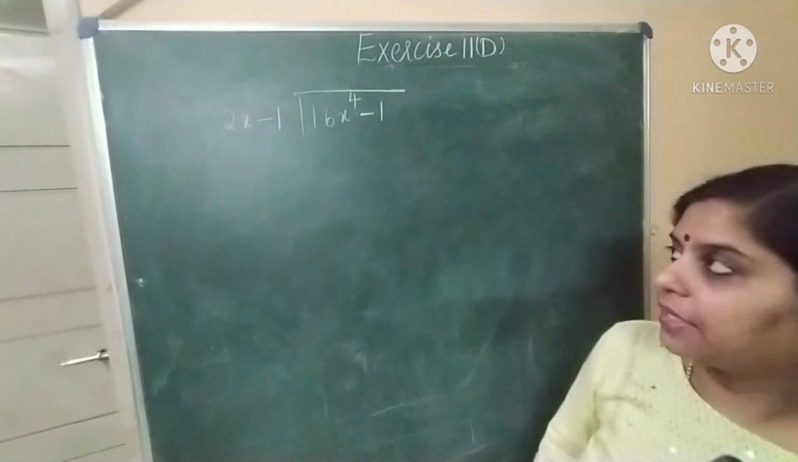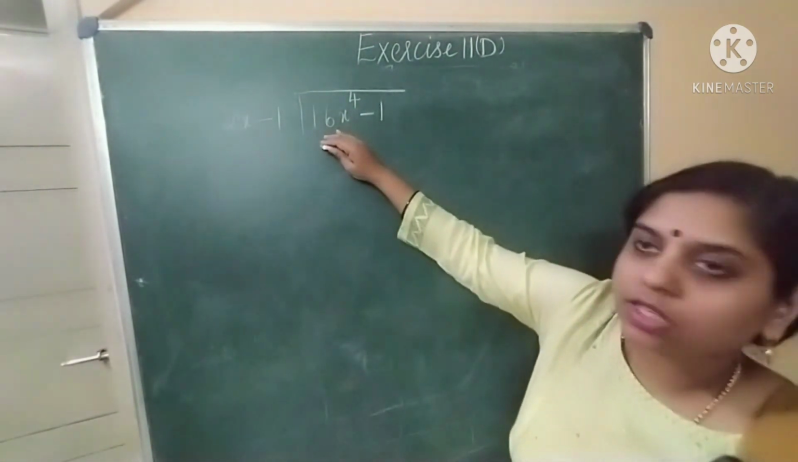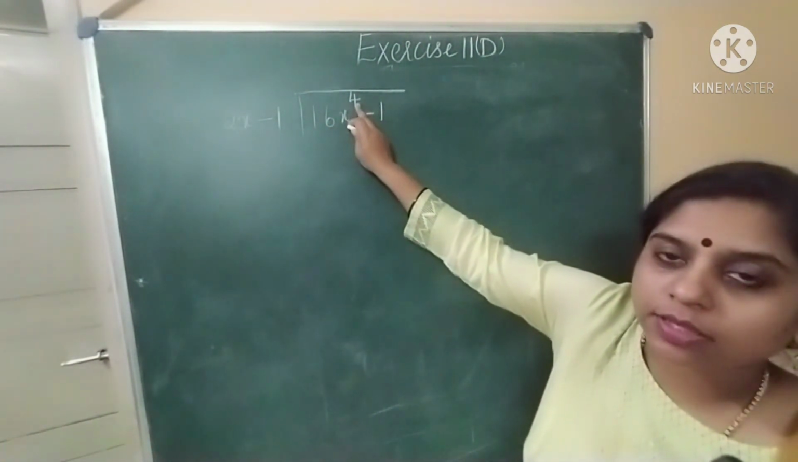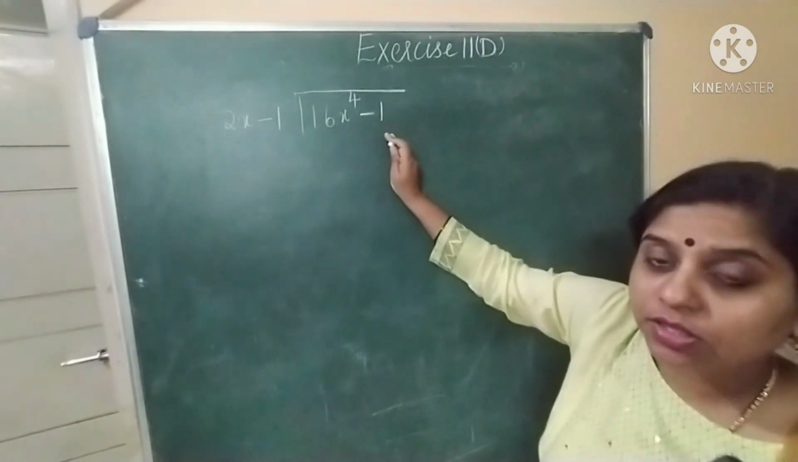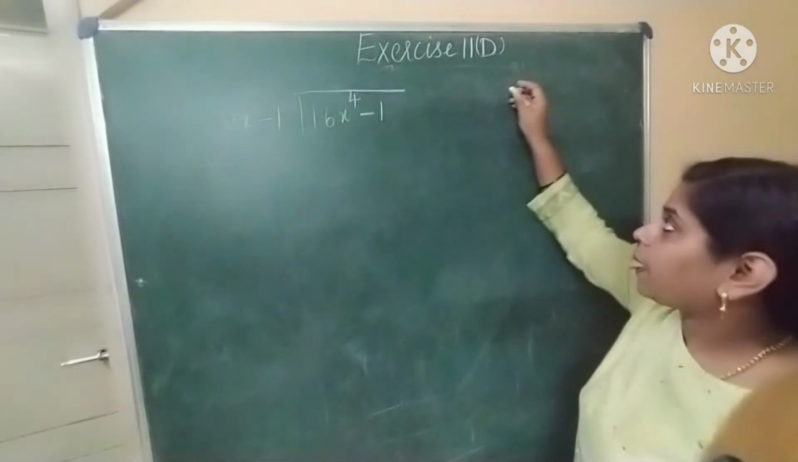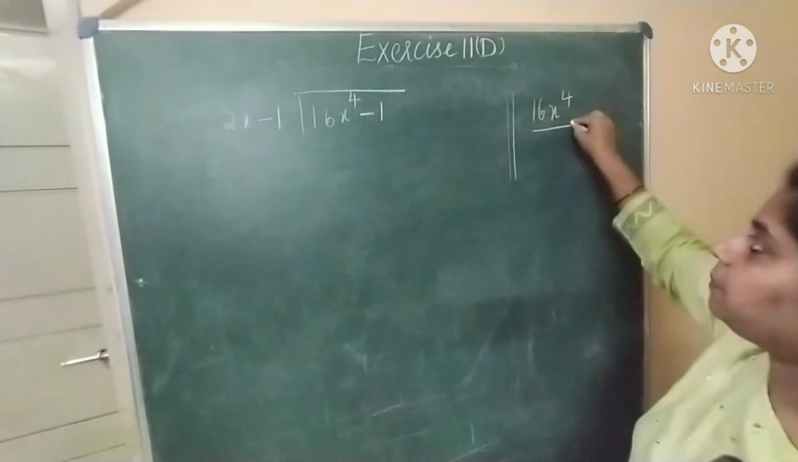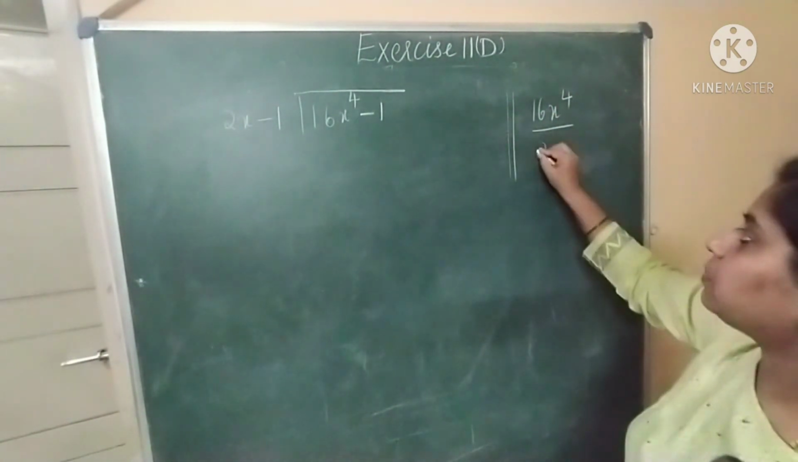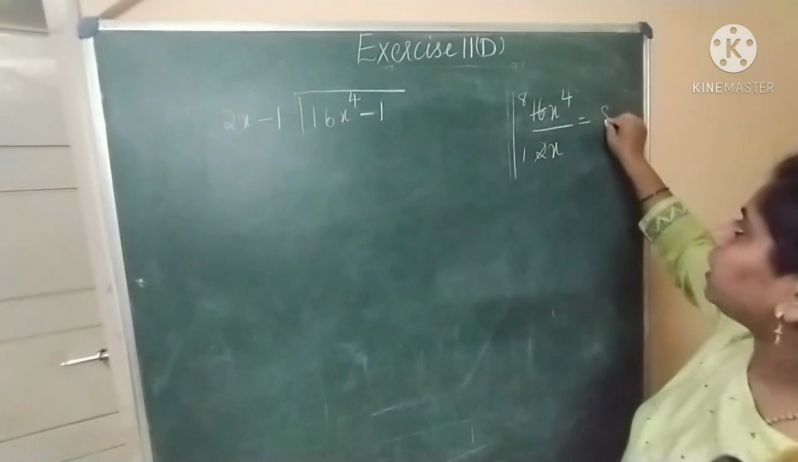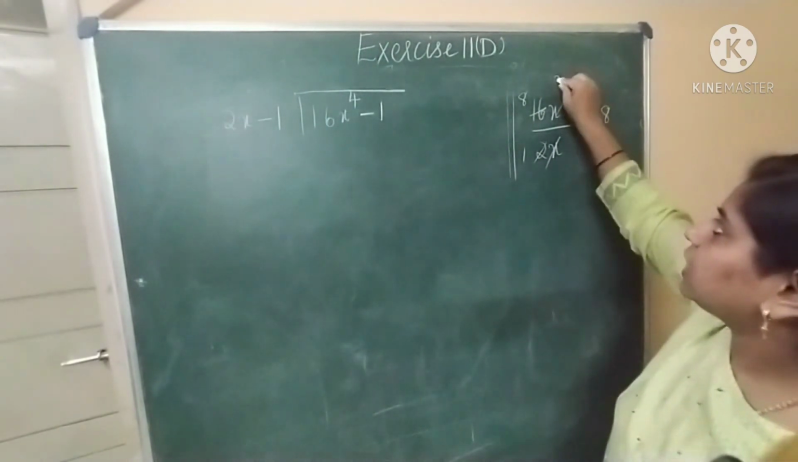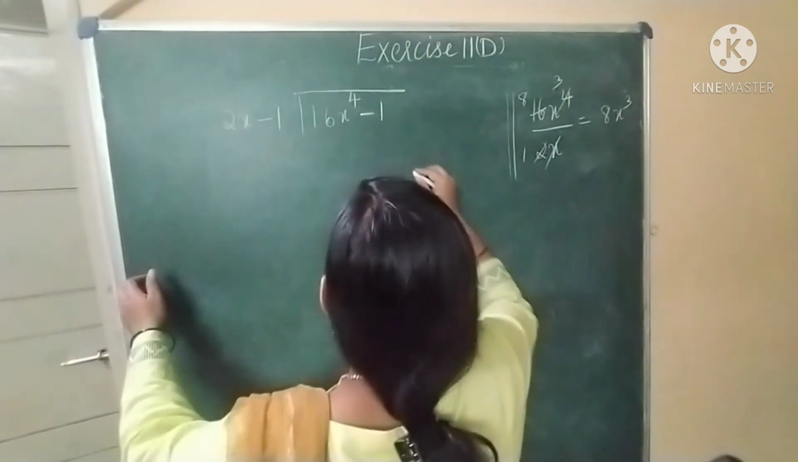We will start dividing it. The dividend is written from the higher order to the lower order. The higher order is 4, so the x cube term is 0 here, the x square term is 0 here, and the x term is also 0 here. So we will start dividing 16x to the power of 4. Take the first term of the dividend and the first term of the divisor and divide these two. 2 eights are 16, and this x will get cancelled, remaining 3. So 8x cube will remain. That is your quotient.